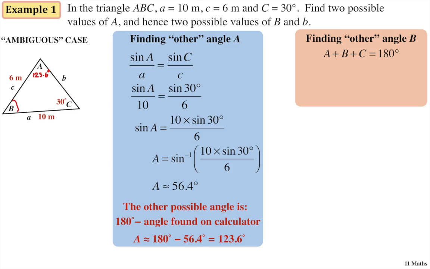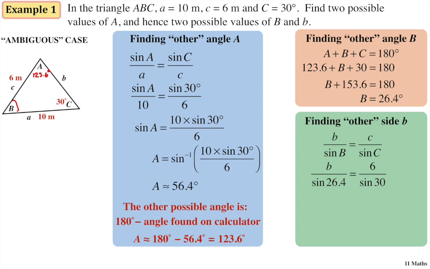So how do I find angle B? Well, the three angles add to 180. My angle A is now 123.6. Add that to my 30, I get 153.6. Subtract that from both sides. This angle down here is 26.4 degrees. Now that I know all the angles, let's find our missing side length, little b. It'll be b over the sine of angle B equals c over sine 30, as we had before. Times both sides by the sine of 26.4, and we get 5.3. That's for the ambiguous case.